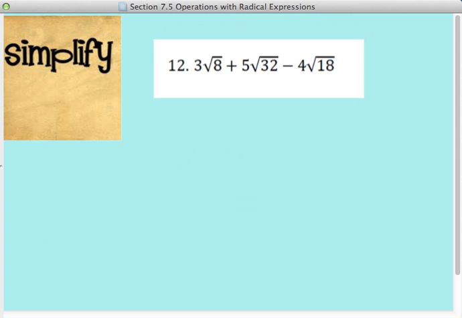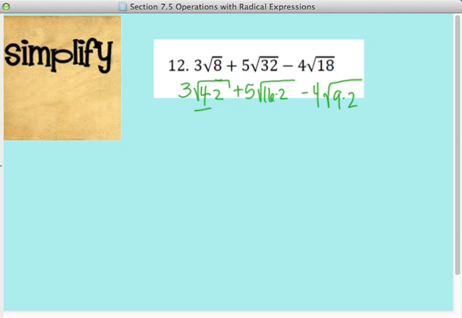Number 12. All right. So I just start looking at the first one. Well, my perfect square in 8 is 4. So it's going to be 4 times 2. Well, when I take the square root of 4, I'm going to only have 2 left under the radical. So I would say to myself, well, 2 times what gives you 32? 16 times 2 minus 4. 2 times what gives me 18? 9 times 2.